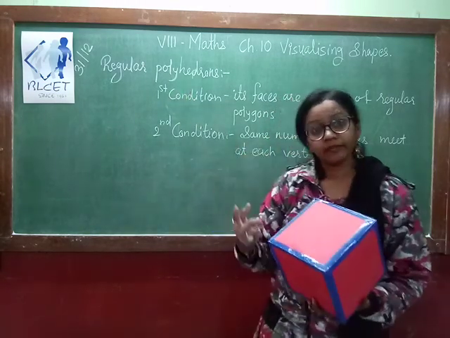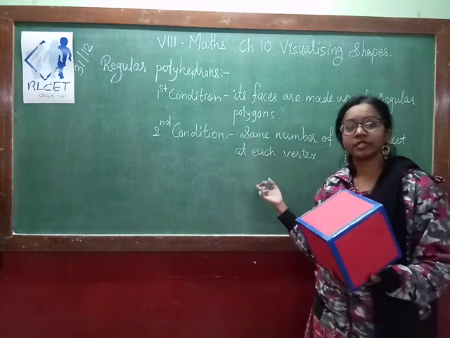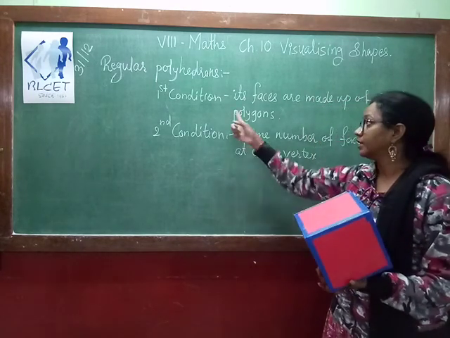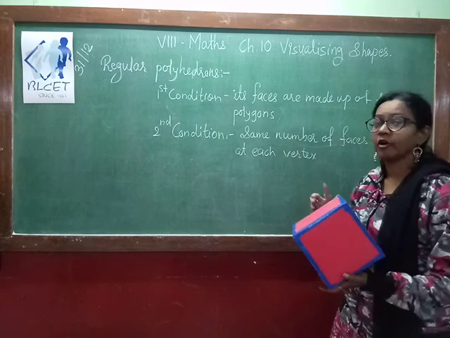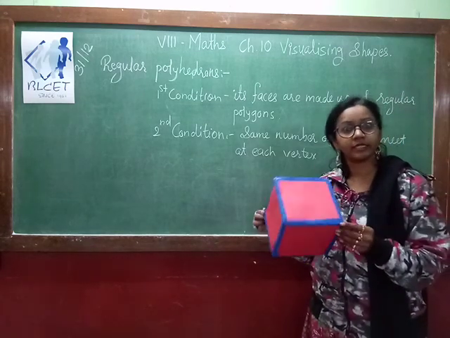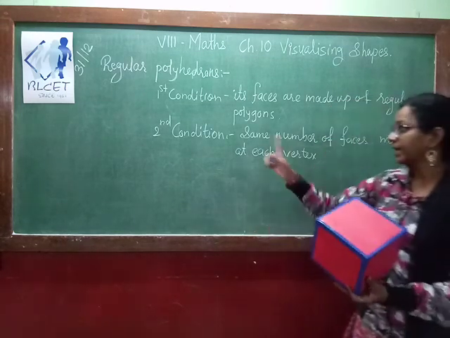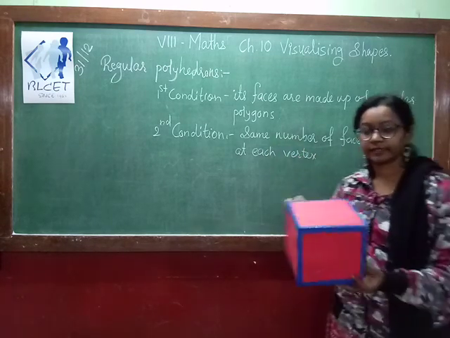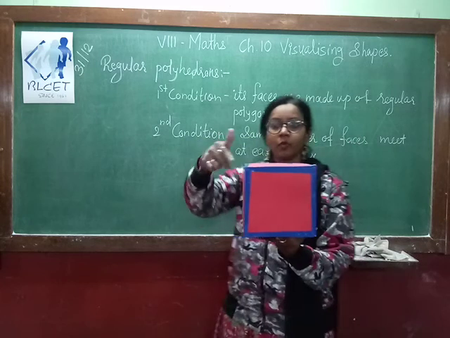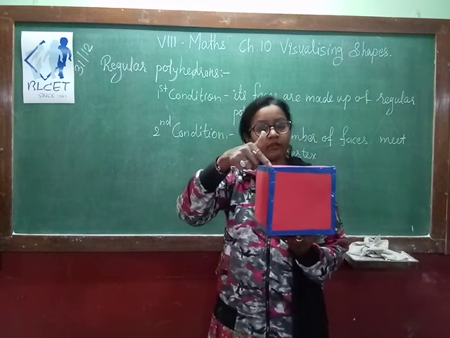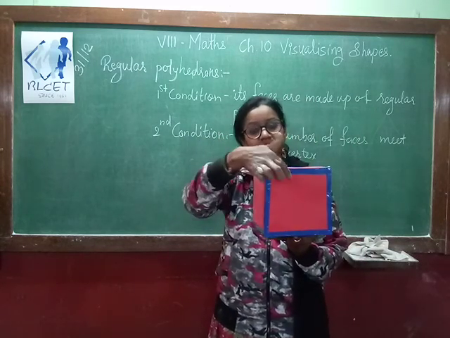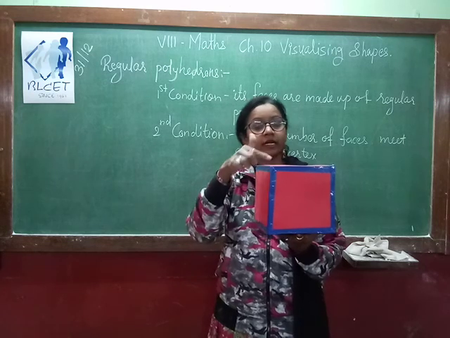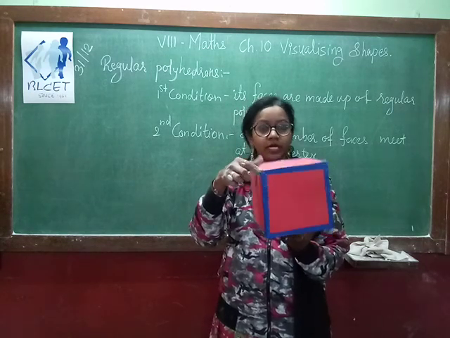But before that, we can just fulfill these 2 conditions. We have to check this. First condition, its faces are made up of regular polygons, and we know that a square is a regular polygon. Second condition, the same number of faces meet at each vertex. So this is your vertex. So at one vertex, how many faces meet? First, second, third. Three faces meet over here.